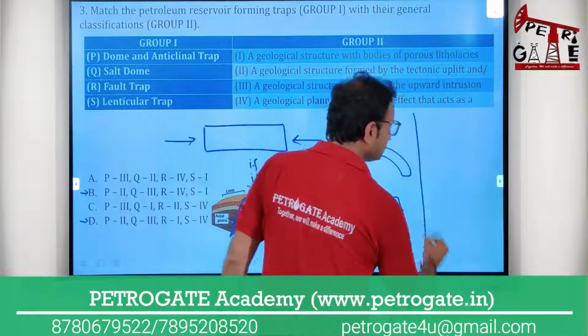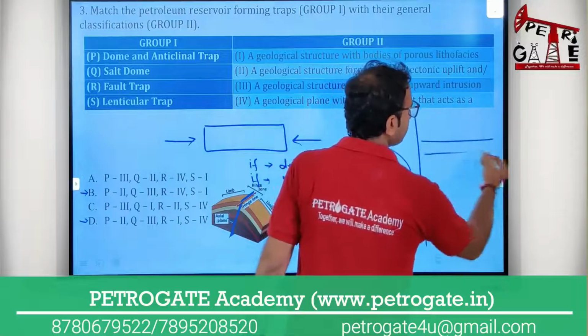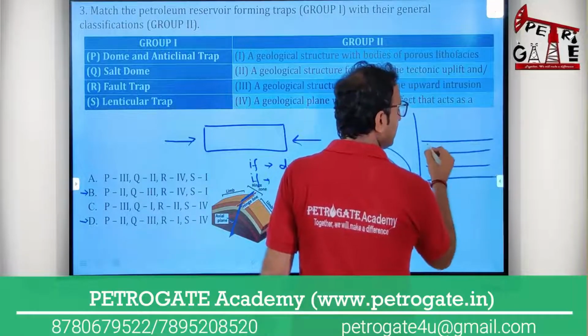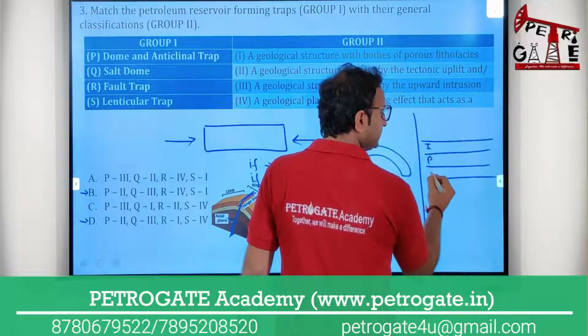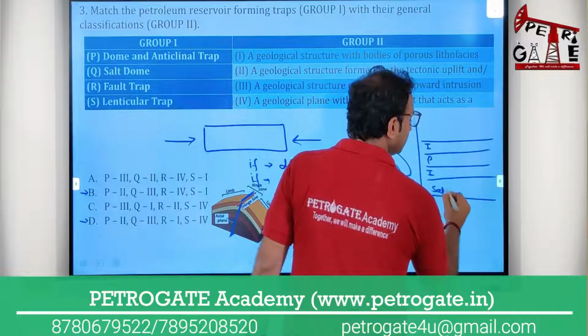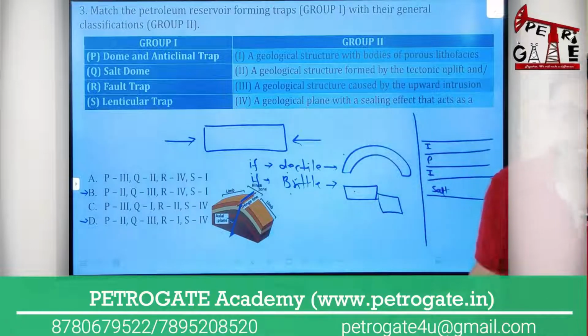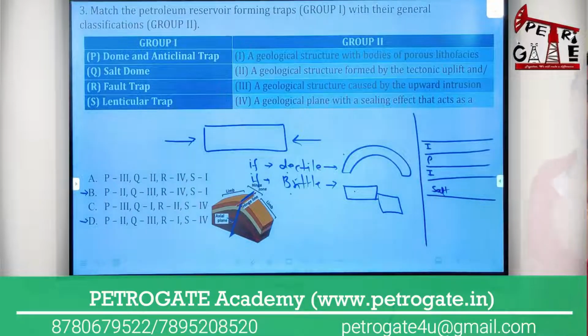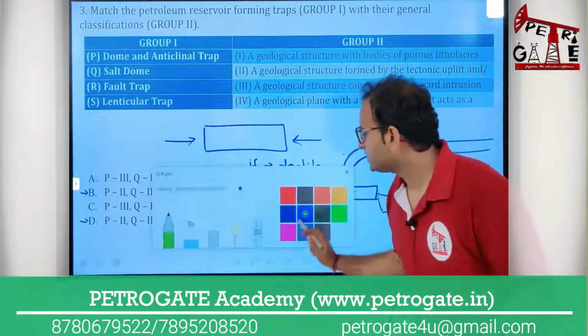Okay, what is a salt dome? Suppose this is your layer. This is your impermeable layer, this is your permeable layer, this is also an impermeable layer, and this is your salt. Impermeable layer means the permeability is very low, and permeable layer means the permeability is good enough.